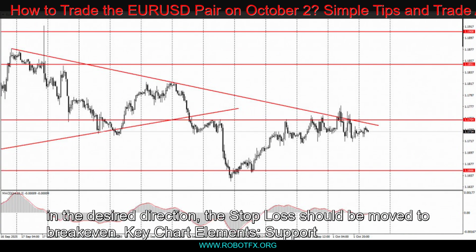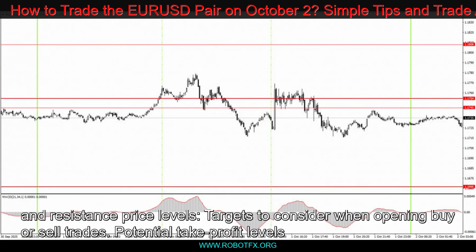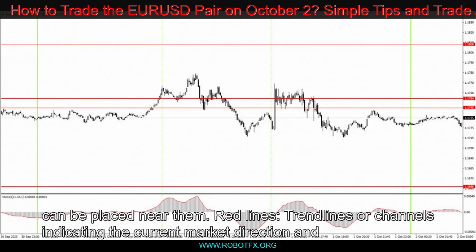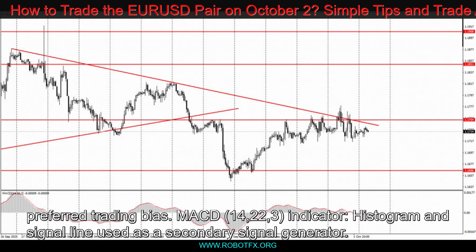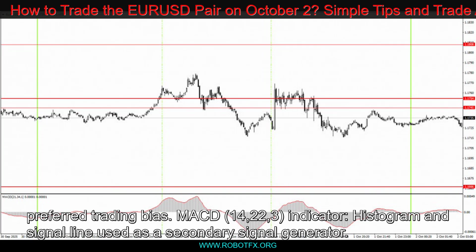Key chart elements: support and resistance price levels, targets to consider when opening buy or sell trades. Potential take-profit levels can be placed near them. Red lines, trend lines or channels indicating the current market direction and preferred trading bias. MACD 14-22-3 indicator, histogram and signal line used as a secondary signal generator.